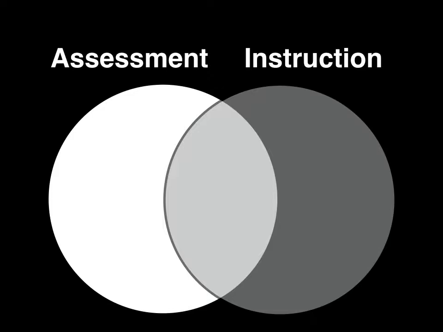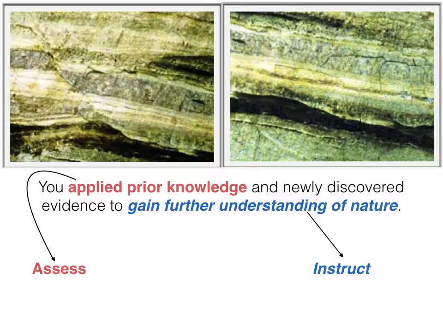With this idea of timescales in mind, let's look at some specific examples of how assessment and instruction overlap. Beginning with this example I showed you with the two different rocks. You were actually being assessed on some prior knowledge that you had. The knowledge that rock layers form flat and that faults do something to break stuff. And that was the assessment component.